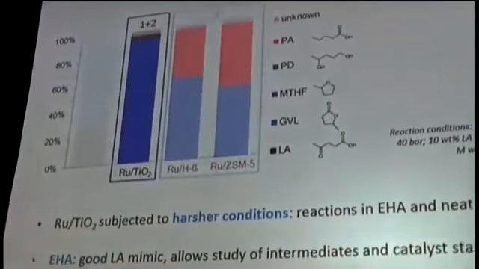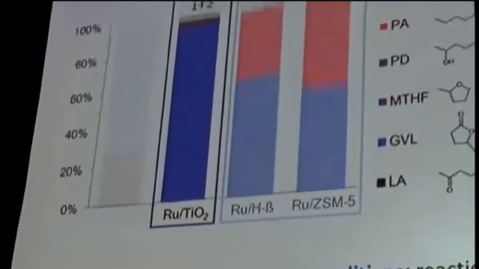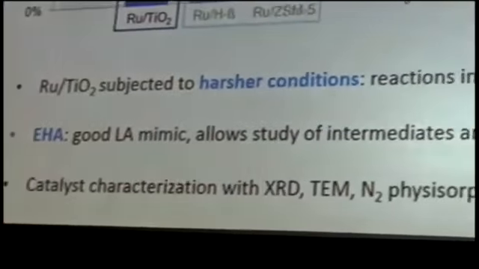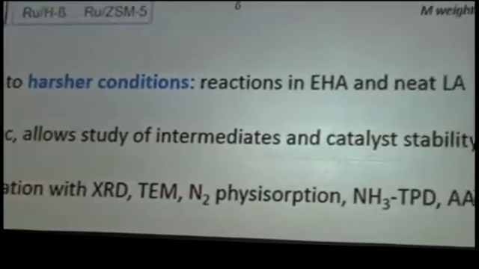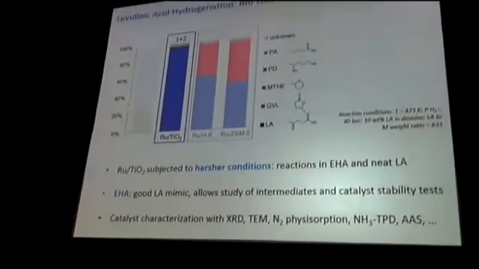So what we did then is we exposed our ruthenium titania catalyst to more forcing conditions. We ran our reactions in neat levulinic acid and in ethylhexanoic acid. This ethylhexanoic acid is quite a nice mimic of levulinic acid. It has the same pKa as levulinic acid, but it doesn't get consumed. So we basically run our reactions under a constant acid concentration, really forcing conditions for the catalyst, and see what happens. We then characterized our spent catalyst quite extensively and noted that ruthenium and titania is actually quite stable.